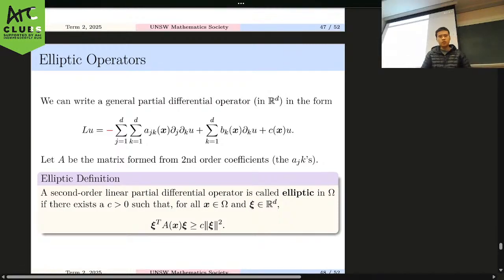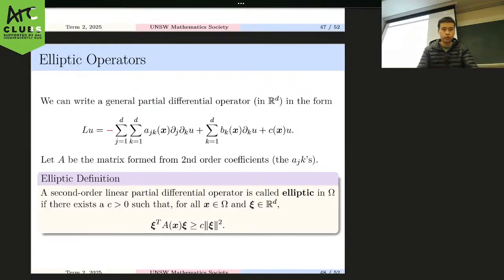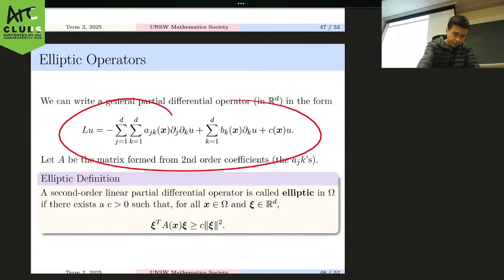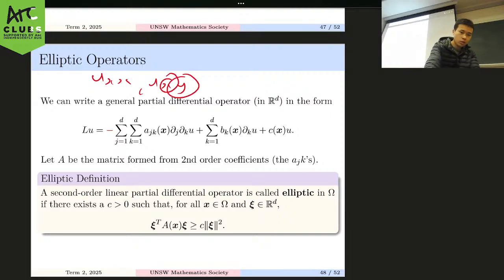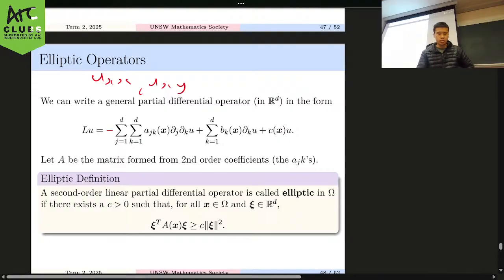Okay, elliptic operators. So you can write PDEs in this sort of general form. So Lu is equal to the negative of, you got a double sigma because you can have u of xx, you differentiate with respect to x and then with respect to x again, or you can do u of xy, something like this. So you have two arguments to deal with there. That's why you have the double sigma.